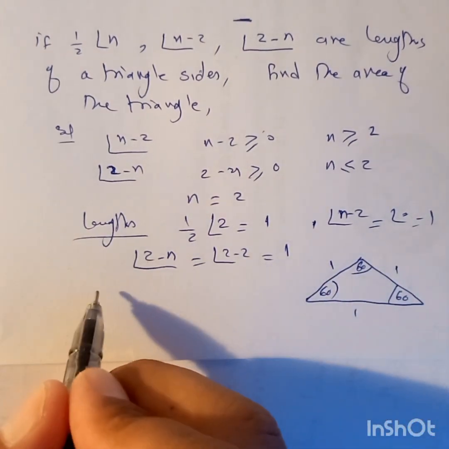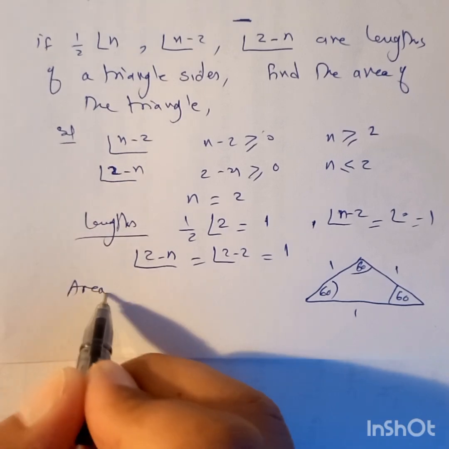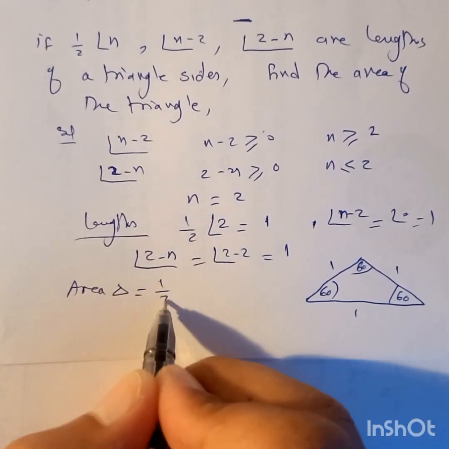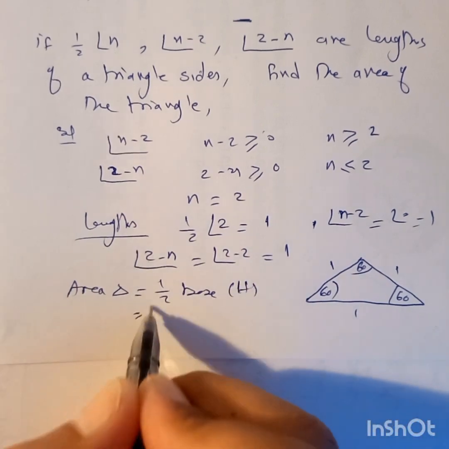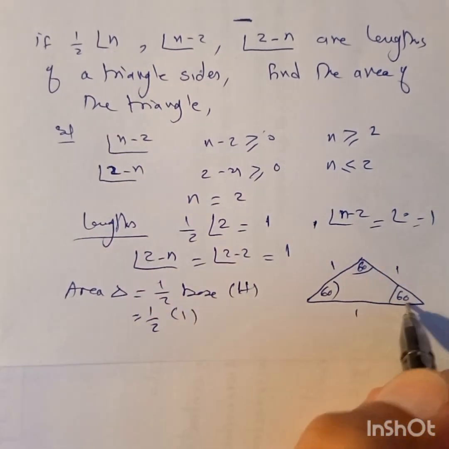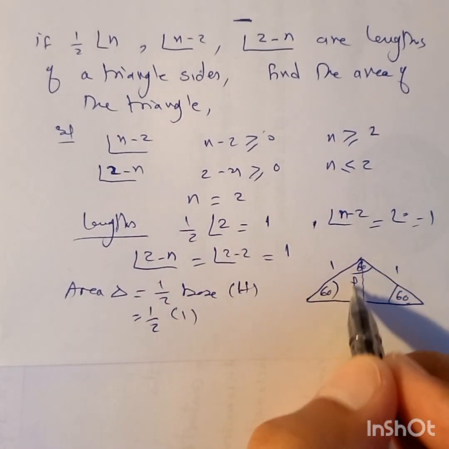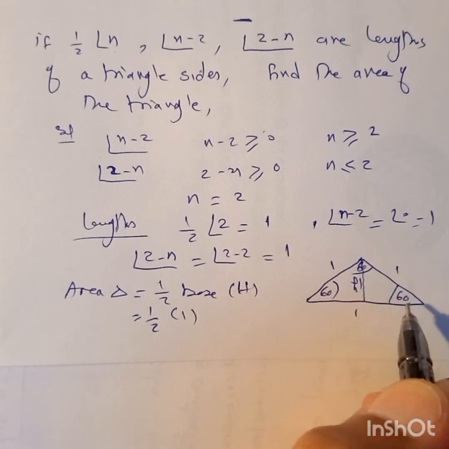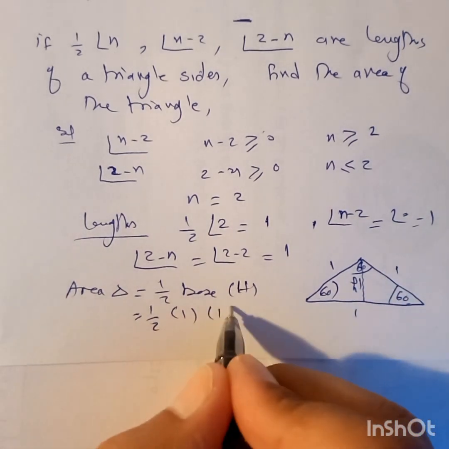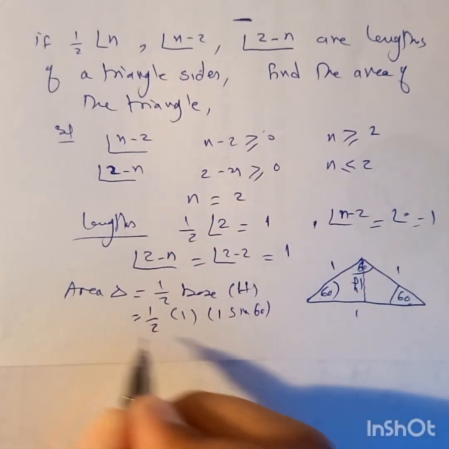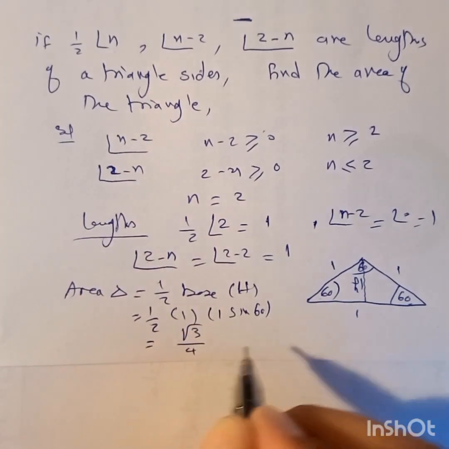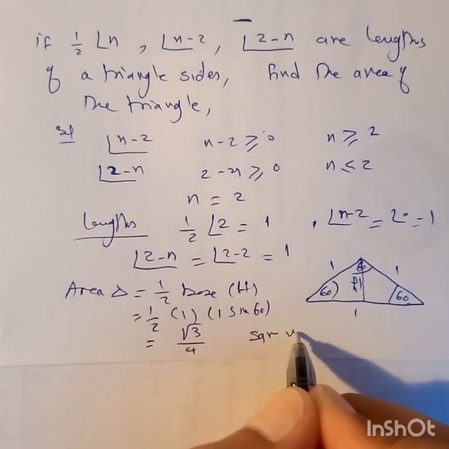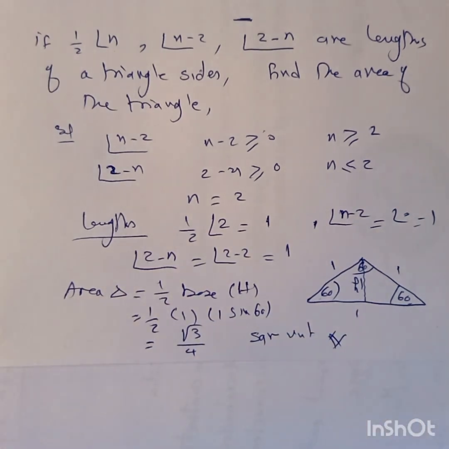Then here we can find the area of this triangle, which equals half base times height. The base is 1, this one, and the height is this one, h. Here h equals 1 times sine 60. Then the area equals root 3 over 4 square unit, and this is what was required.